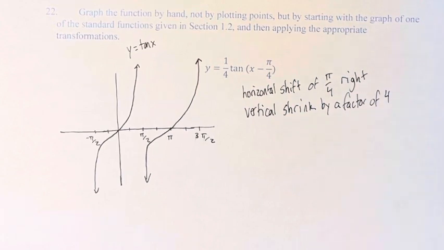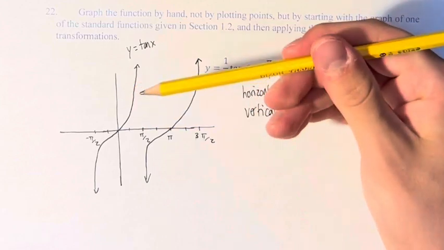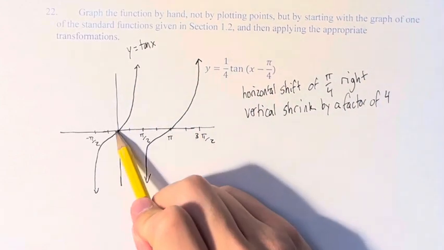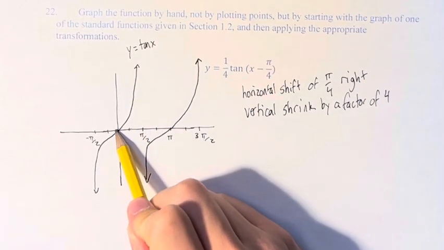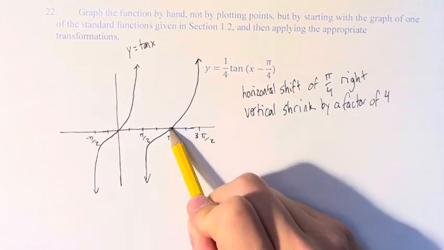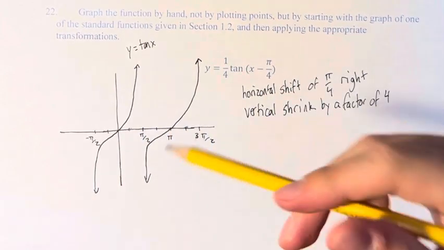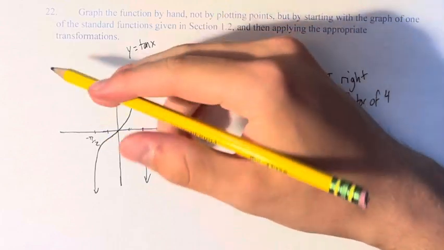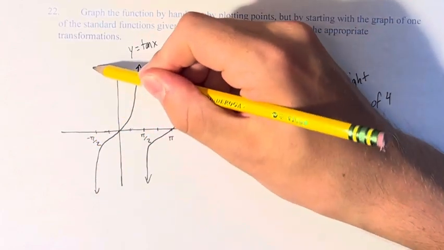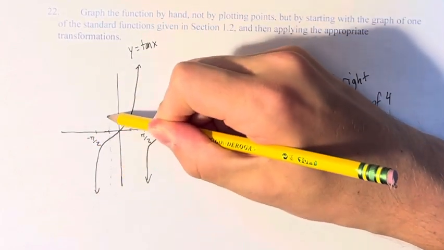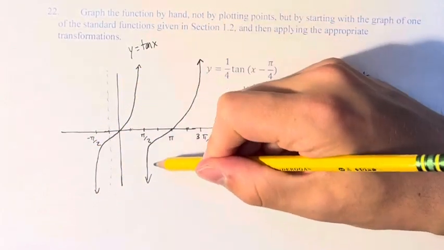So first up, let's do a horizontal shift, pi over 4 to the right. I'm going to do this in pencil as the intermediate step. This point at 0, 0 gets moved pi over 4. This point at pi gets moved pi over 4. And the asymptotes, where the function approaches, also get moved over.